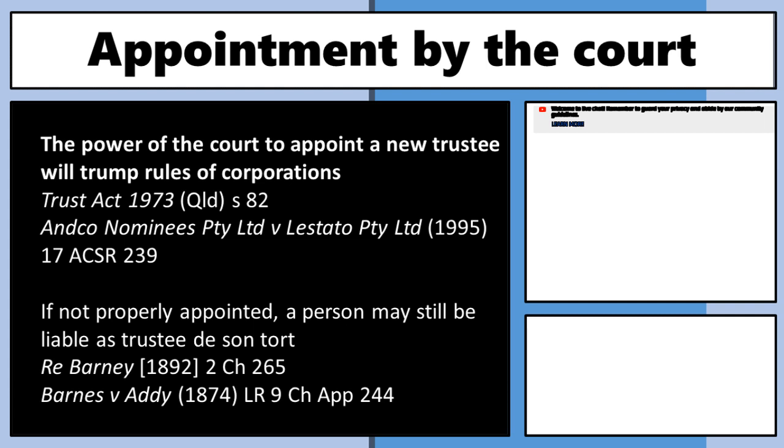A trustee de son tort is a person who's acting or purporting to act as a trustee, but actually hasn't been validly appointed. Turns out if you do that, you can still be held liable as a trustee. If it looks and smells like you're acting as a trustee, but you haven't actually been validly appointed, either there's a defect under the Act, under the instrument, or in the transfer of legal title, but you carry on acting as though you were a trustee, you can be held liable just as an ordinary trustee will. So that's trustees de son tort.